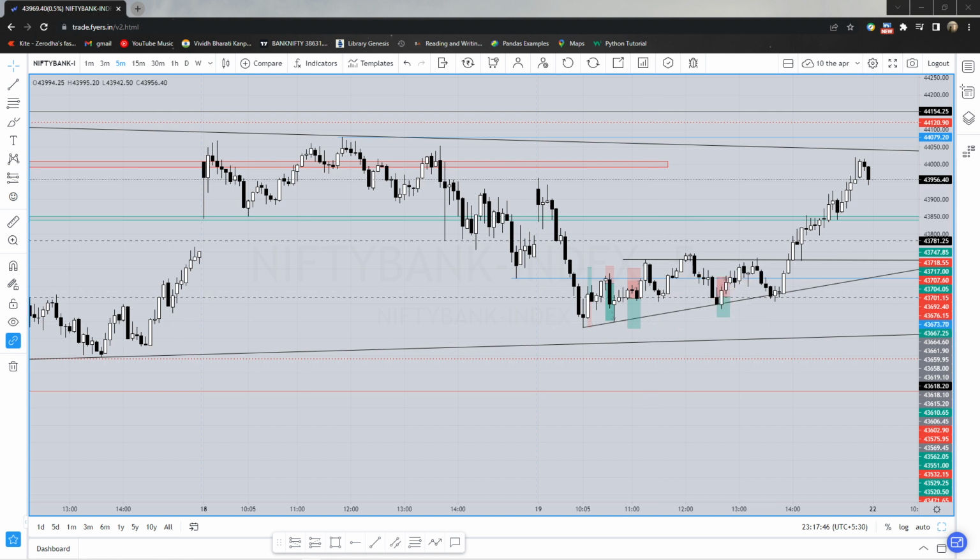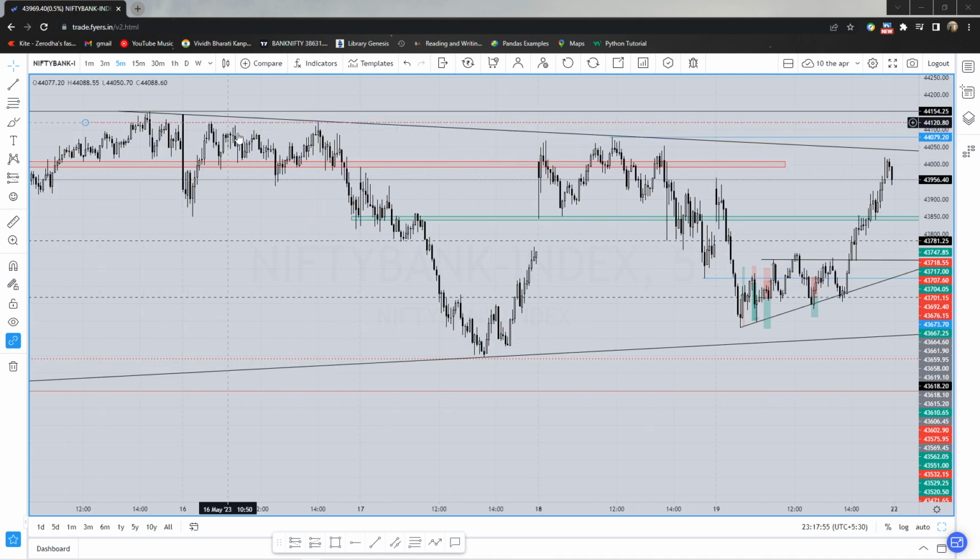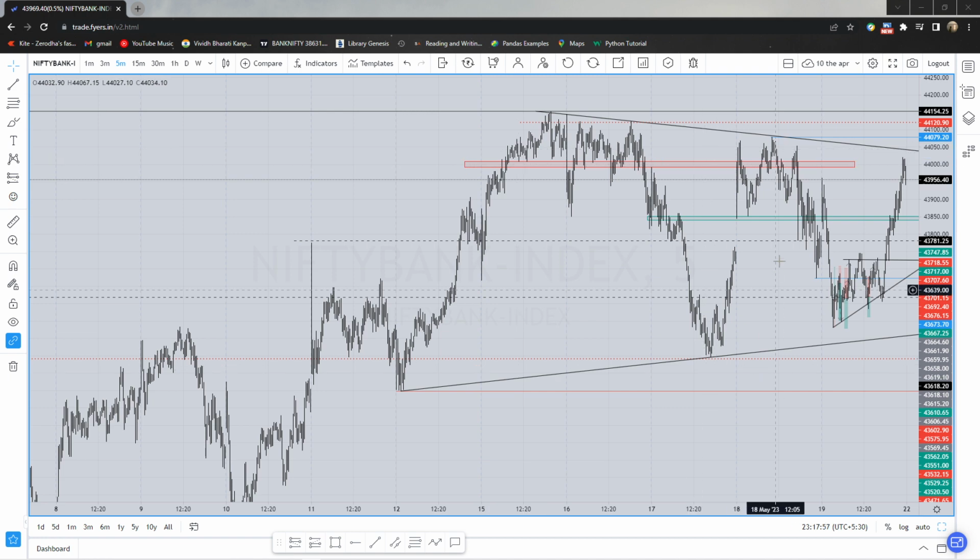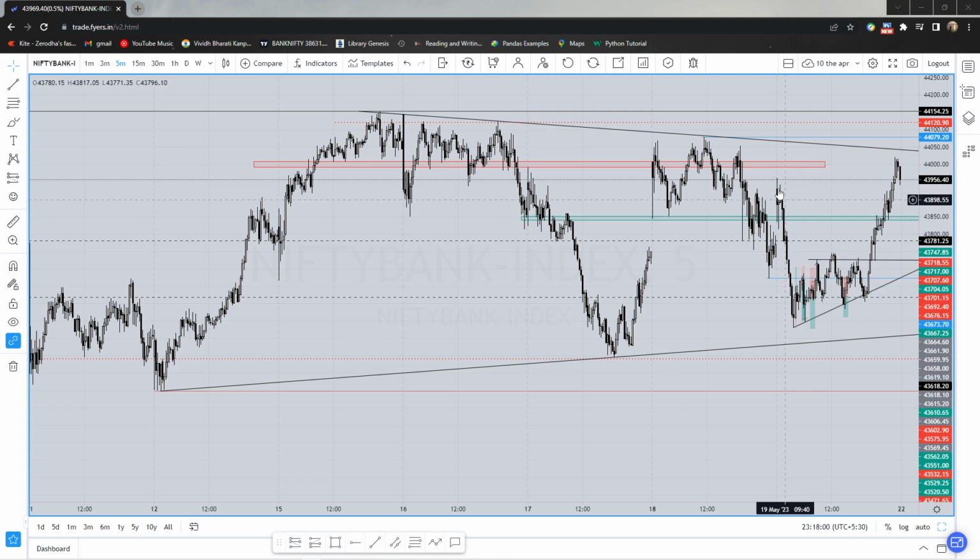So let's start the market environment review. With hindsight, how would you define the market environment? With hindsight, the market environment was a sideways market. This is a sideways market, and the market is moving from the supply side to the demand side.